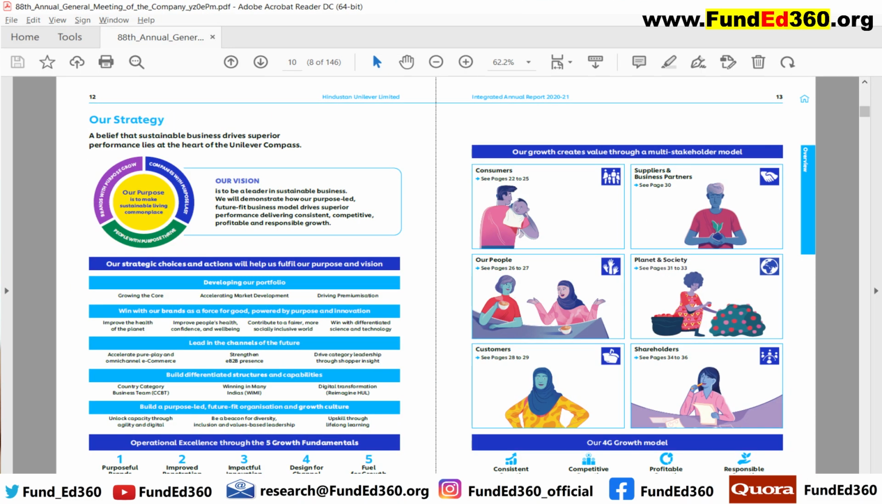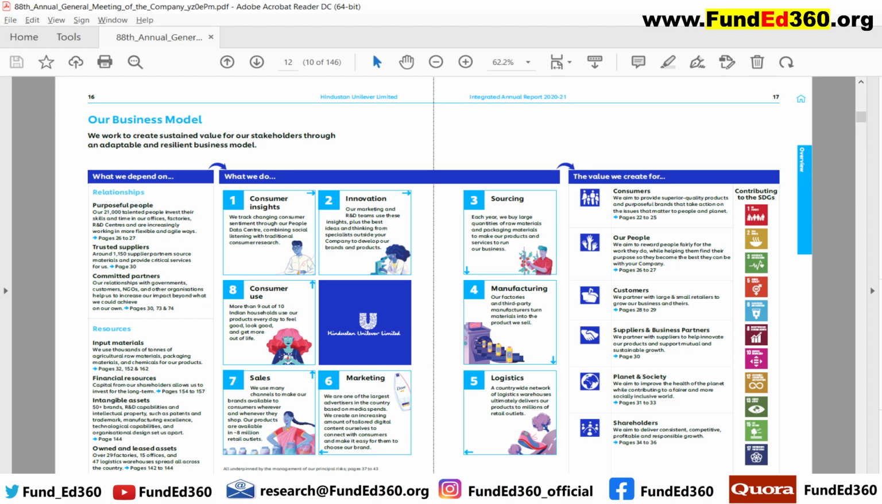Next section is the company's strategy. The company's vision and mission statements can be given here. Along with that, both the business and non-business strategies adopted by the company towards satisfying its vision and mission are also outlined here. Next section is about the company's business model.